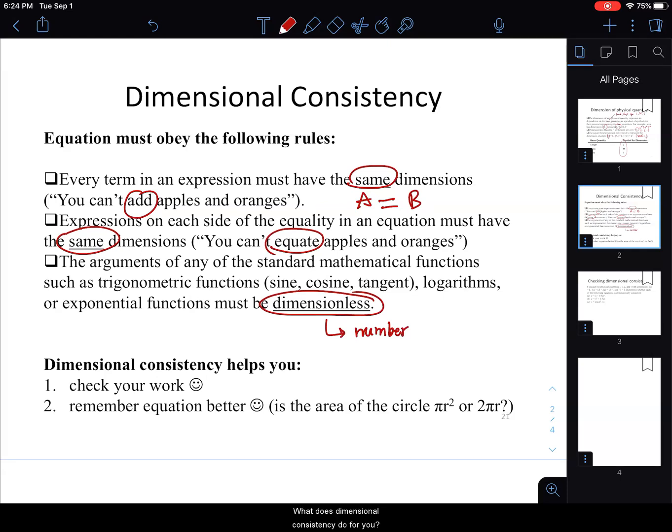What does dimensional consistency do for you? It helps you check your work, and it helps you remember equations better. For example, sometimes you wonder: is the area of the circle pi r squared or 2 pi r? Remember, area has to have dimension length squared. The dimension of r here is length, so the r squared here will be length squared. So this must be the correct one, not the other. It helps you remember which equation is correct.